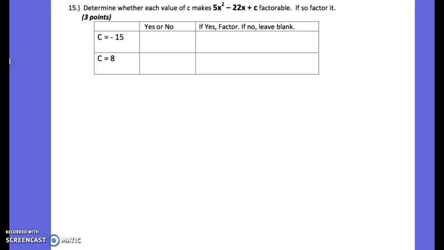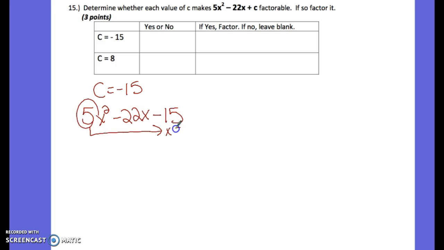For number 15, it says determine whether each value of c makes this factorable, yes or no. So you have to just try it out. So for c equals negative 15, go ahead and do 5x squared minus 22x minus 15. Try that by slide and divide times 5. X squared minus 22x minus 15 times 5 is going to be 75. So then, let's see two factors of negative 75 that add to be negative 22. Well, that works out kind of nice.